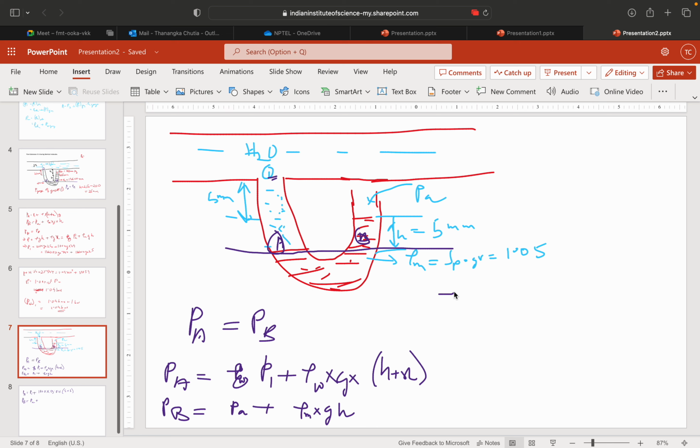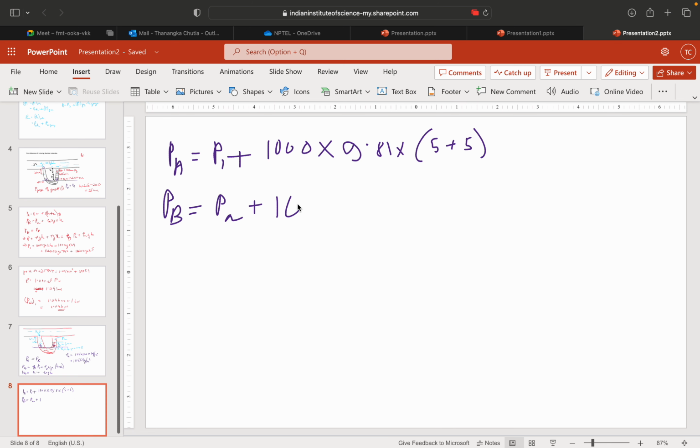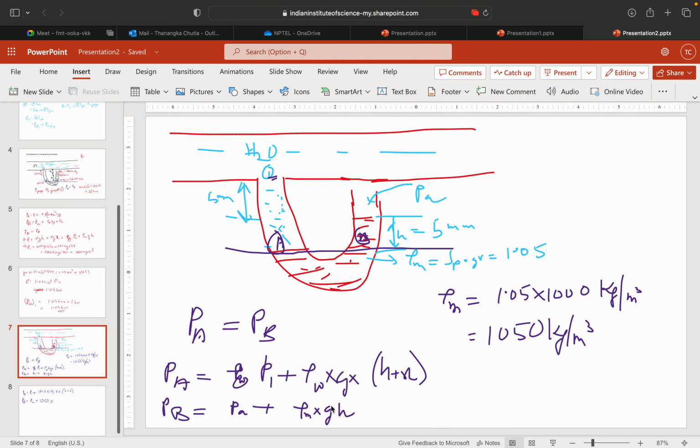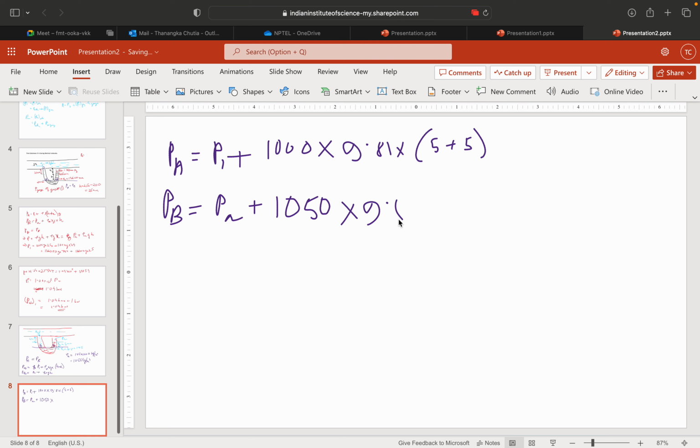What does this mean? The meaning is that the density of the manometric fluid is 1.05 into 1000 kg per meter cube, that is 1050 kg per meter cube. Okay, so then this will be 1050 into rho into g into h, into 9.81 into 5.